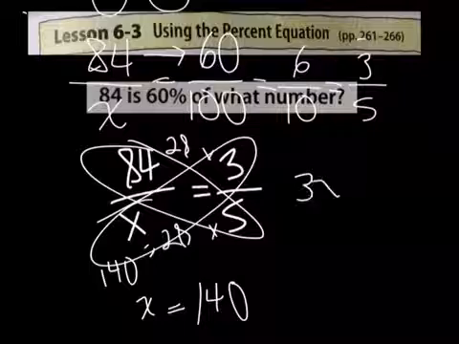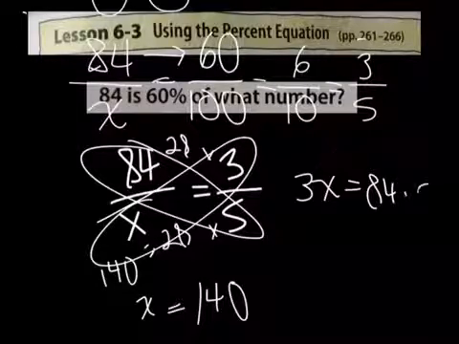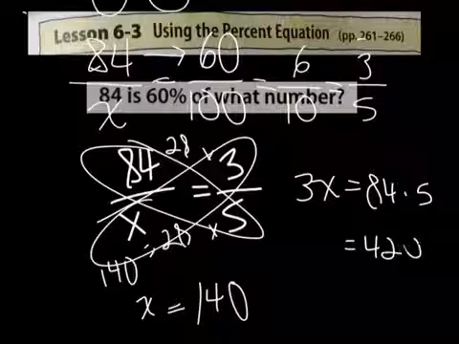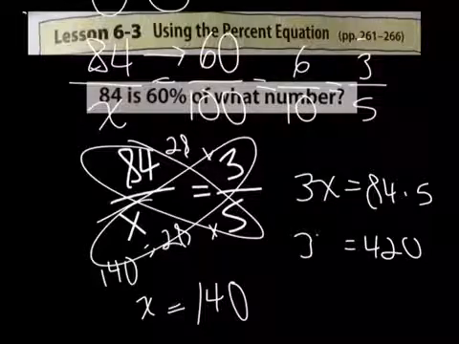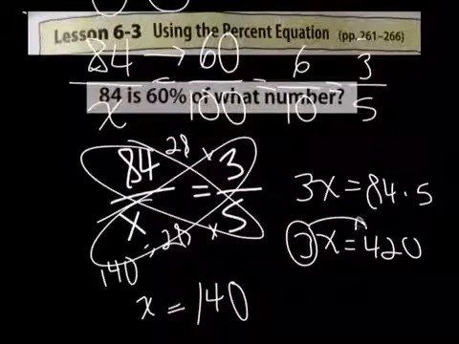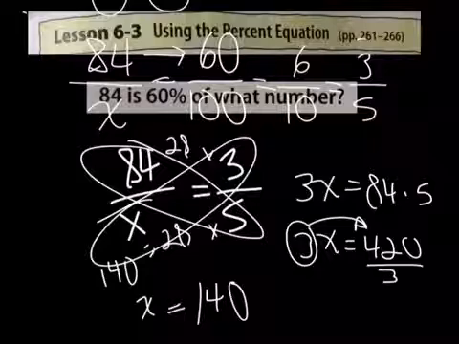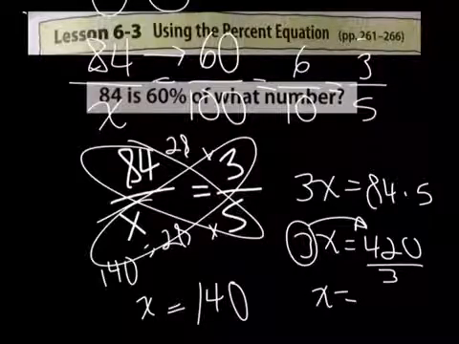Remember, you can also do cross product. So you would have 3x on one side equals 84 times 5, which is 420, right? And here we have our x, our 3x. Bring the 3 over to the other side, becomes division on this side, and we have our x equals 140.